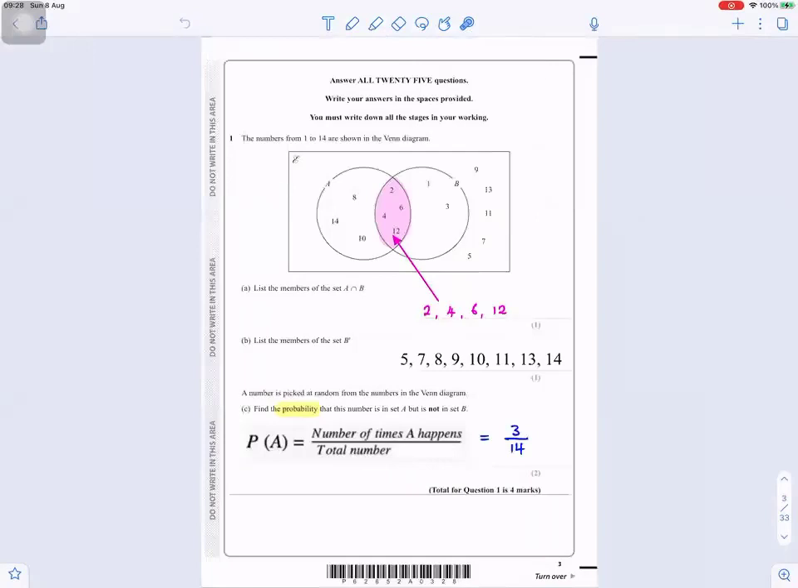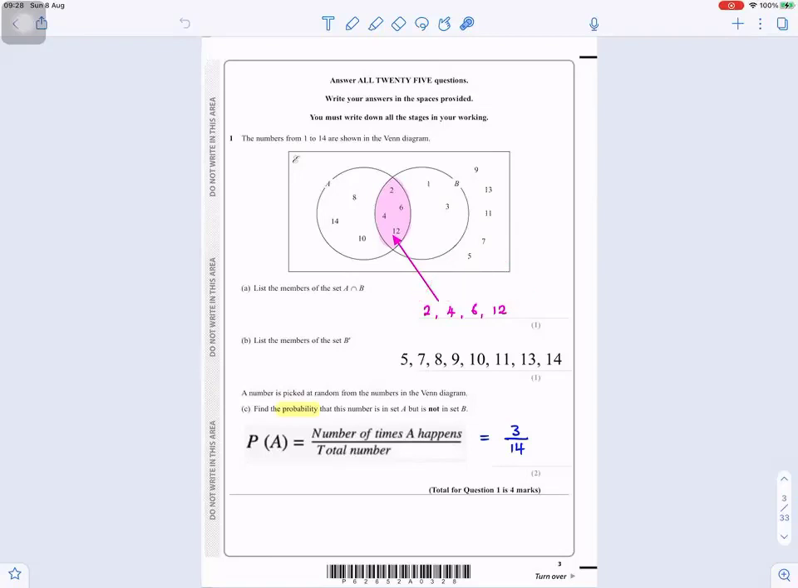Question number 1. The numbers from 1 to 14 are shown in the Venn diagram. List the members of the set A intersection B. All the numbers in that pink shaded section. That's 2, 4, 6, 12.